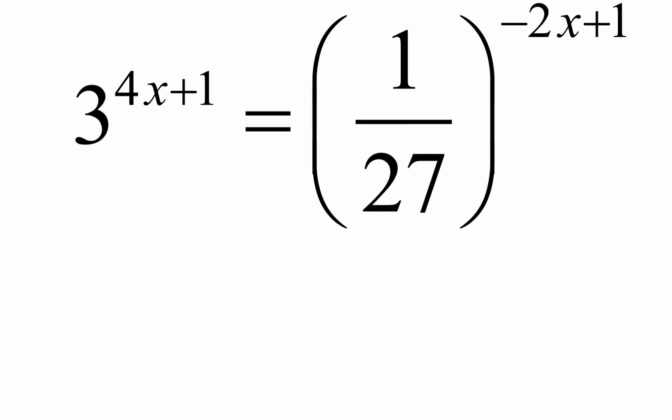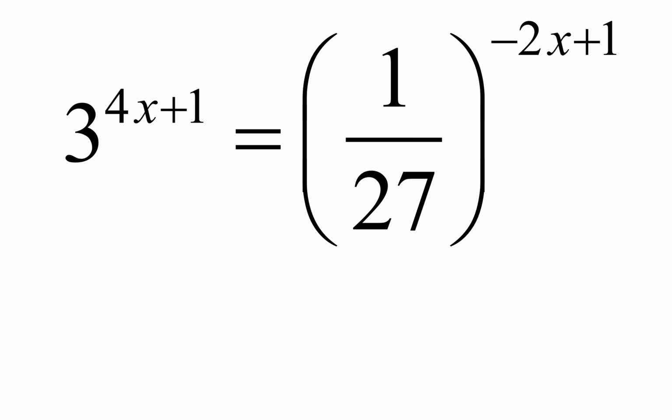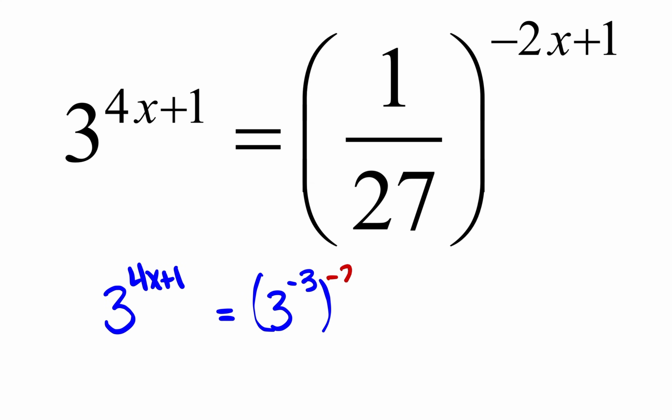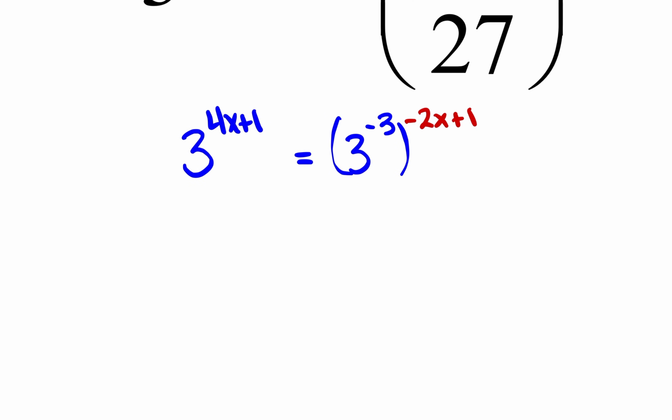Okay, moving on to the next question, we have the following. We can do the base of 3 for this one. So we have 3 to the 4x plus 1 equals 3 to the negative 3. Close parentheses, write down the original. We have negative 2x plus 1. We then simplify on the left-hand side. This remains the same. 3 to the power of 4x plus 1 is equal to 3 to the power of what? Negative 3 times negative 2x gives us positive 6x. Negative 3 times positive 1 will give us negative 3.